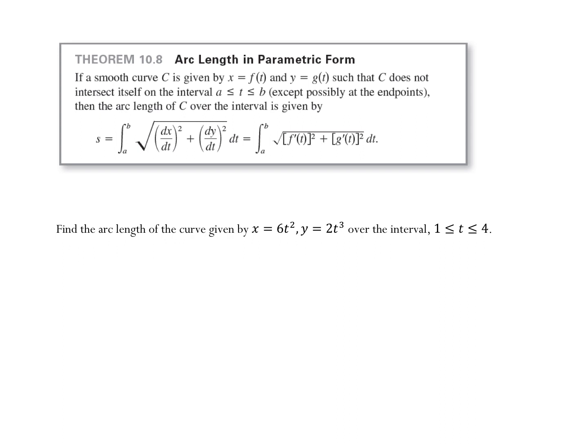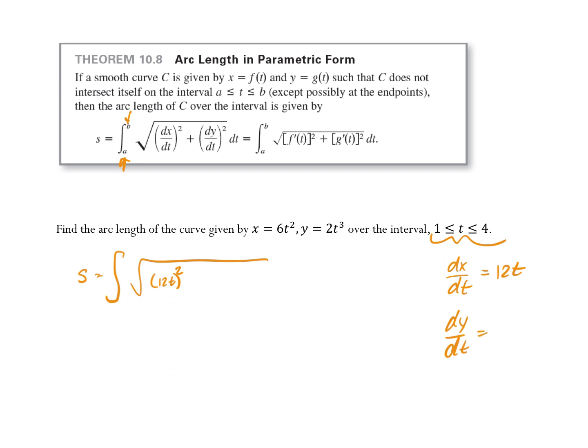So let's go ahead and find the arc length in this particular scenario. Those a and b are the bounds on t. So the arc length is essentially going to equal the integral of the square root of, so we want to find dx/dt, which I get 12t. So that's going to be 12t, and then we square it. And then dy/dt, I get 6t squared, and then we square that, all dt.